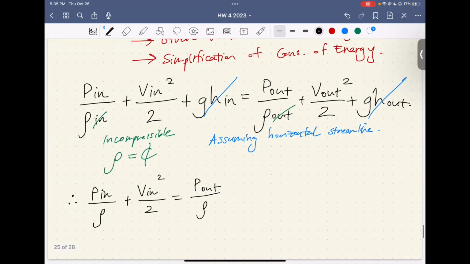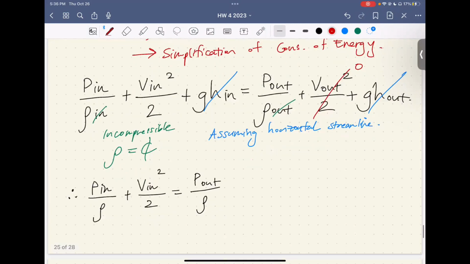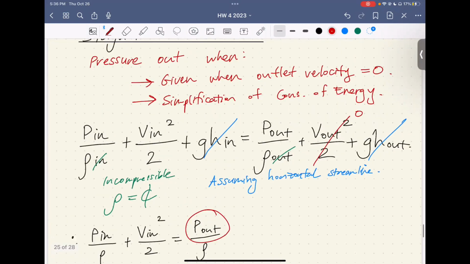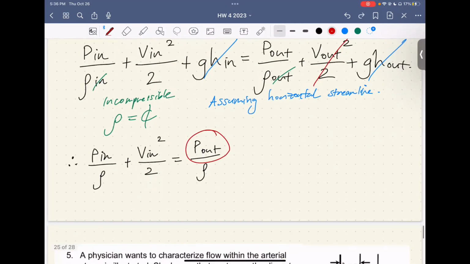Not yet. So now let's make our final simplification. We know up here that we said outlet velocity is equal to 0. So that is what allows us to solve. So that is 0. That allows us to solve for the pressure out. Remember, we defined it as the pressure out when velocity is 0. So we need to now solve for pressure out.